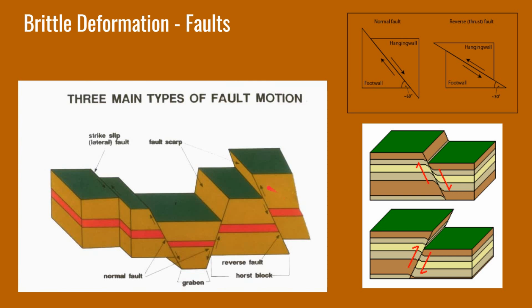And then when you get the rock being pushed together, you get this reverse fault. And you can sort of look at the angle on the top block. If it's an obtuse angle like that, you have a normal fault. If you have an acute angle like that, you have a reverse fault on the top, the highest block here.